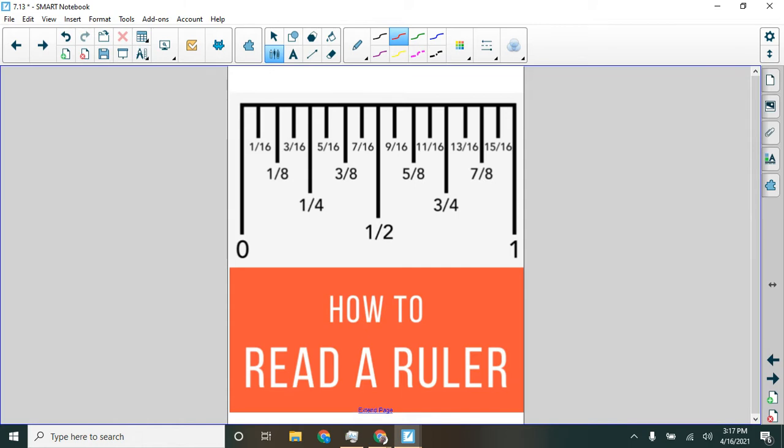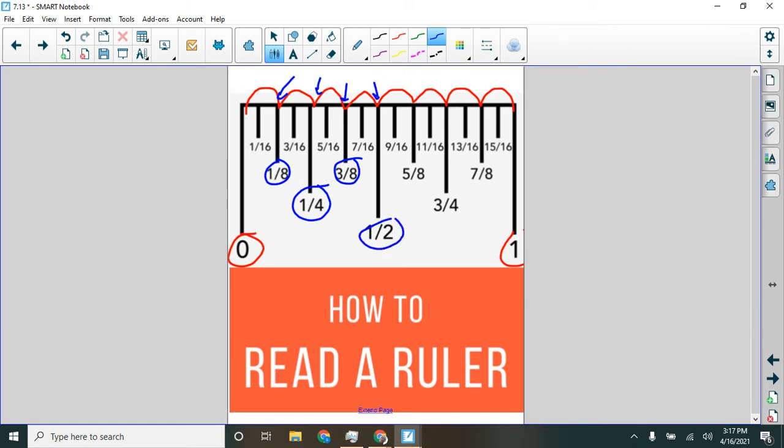So if I have 0 and I have 1, and if I do 8 jumps, 1, 2, 3, trying to do them equal, 4, 5, 6, 7, 8, right? Then each spot where I landed, that's 1/8. You see it there. That's 2/8. 2/8 is equal to 1/4. 3/8, and so on, right? There's that 4/8, which equals 1/2, like we were talking about. Okay, so 1/8, 2/8, 3/8, 4/8, 5/8, 6/8, 7/8, 8/8.